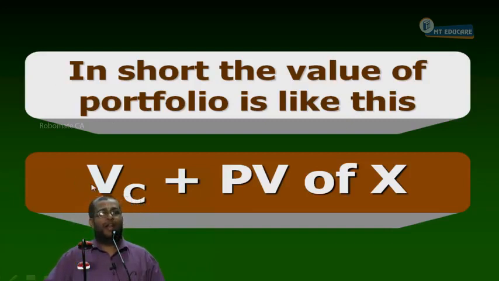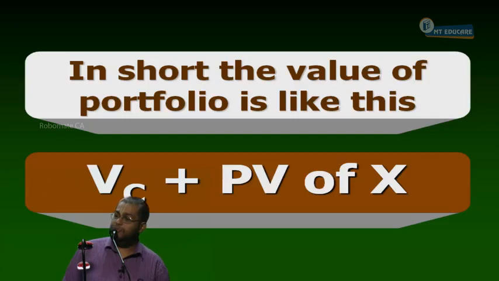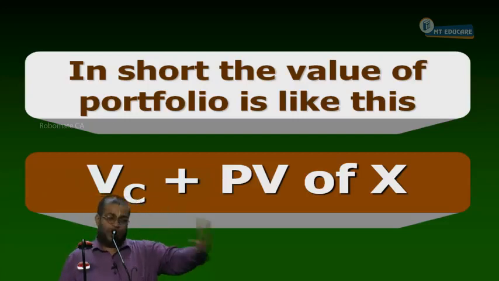I can sell my call for VC. I can also realize a PV of X, and then I am going to settle my creditors, etc. Just a simple way of understanding it. So my wealth today is VC plus PV of X. Is that portfolio 1? Yes or no? Now, this is one portfolio.